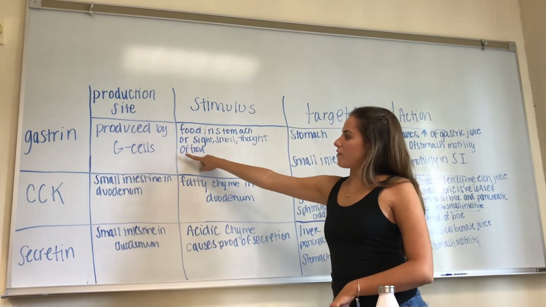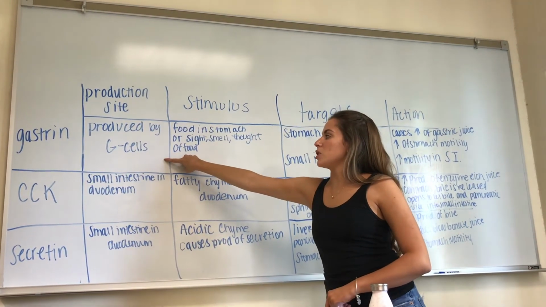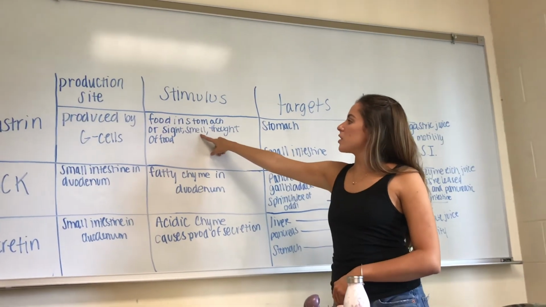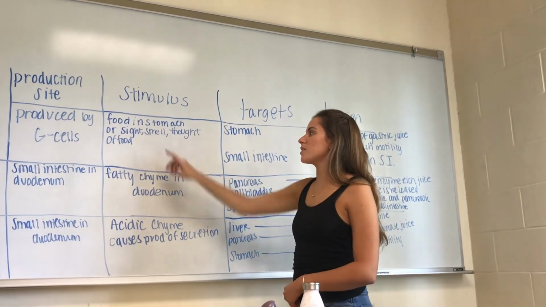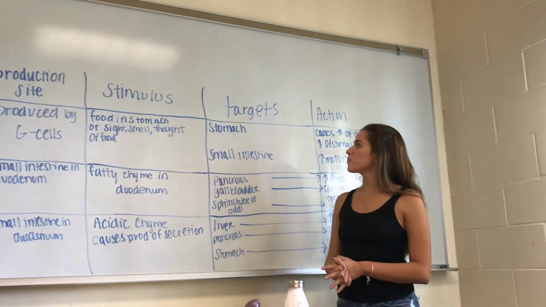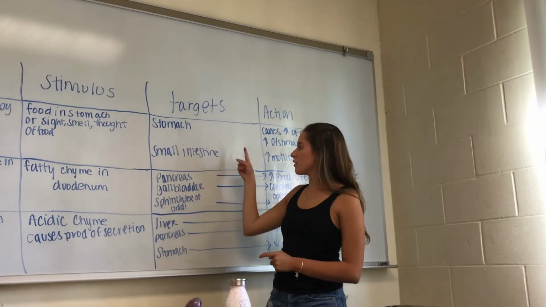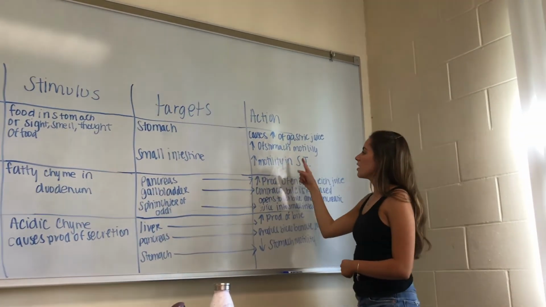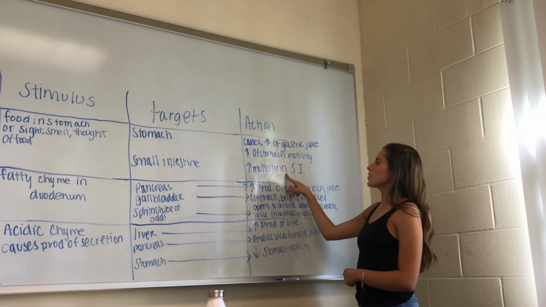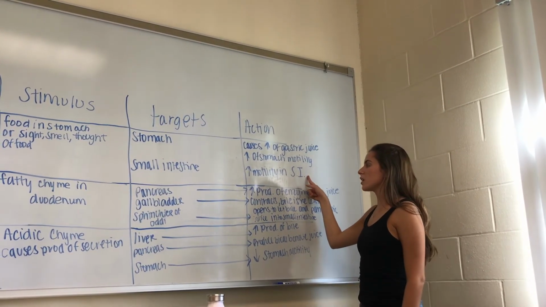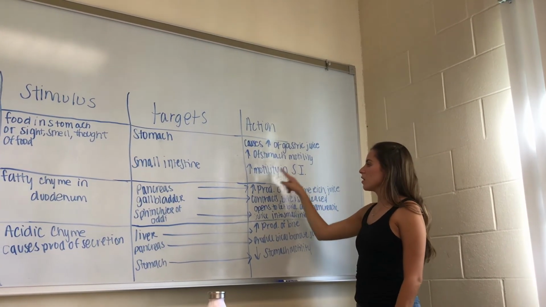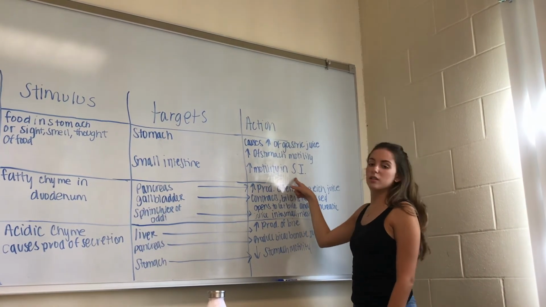The production site for gastrin is G cells. The stimulus is food in the stomach, or the sight, smell, or thought of food. It targets the stomach and the small intestine. The action is an increase of gastric juices and stomach motility, and it also increases motility in the small intestine.